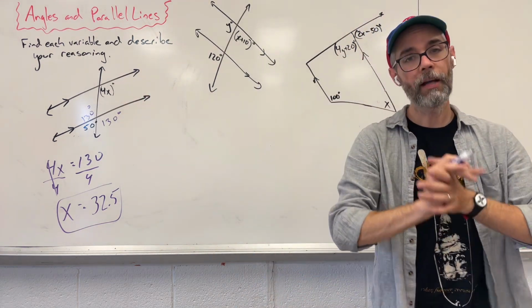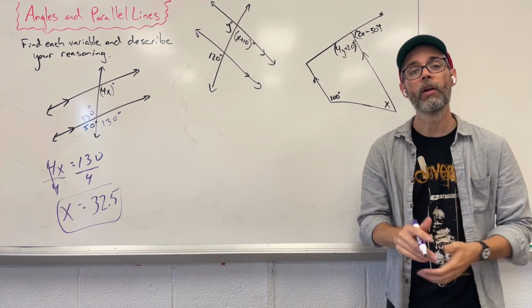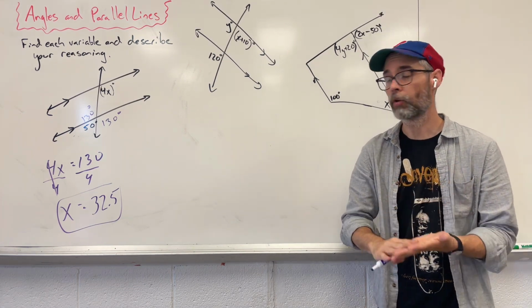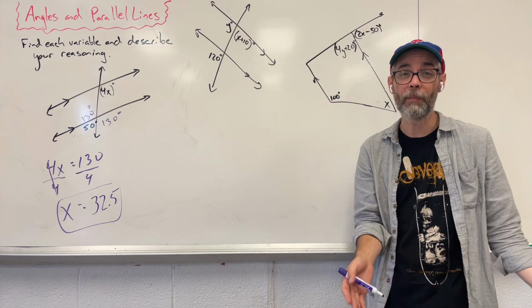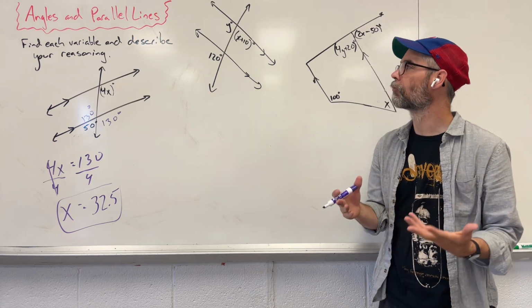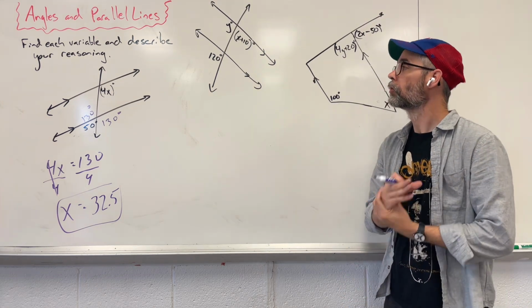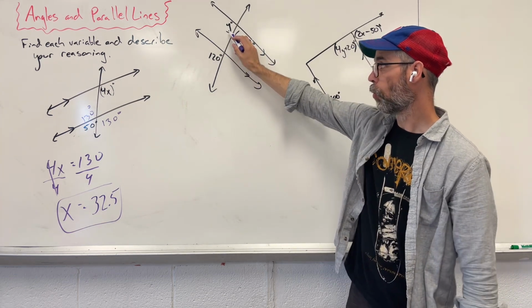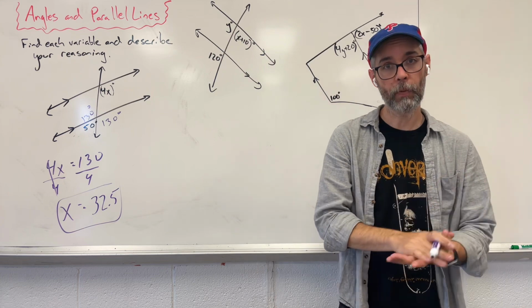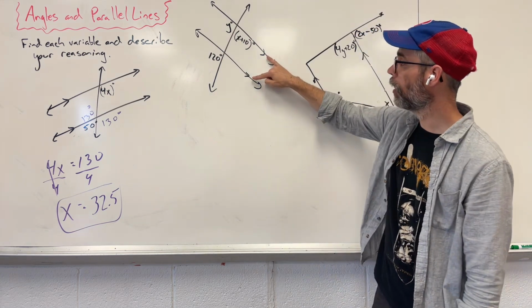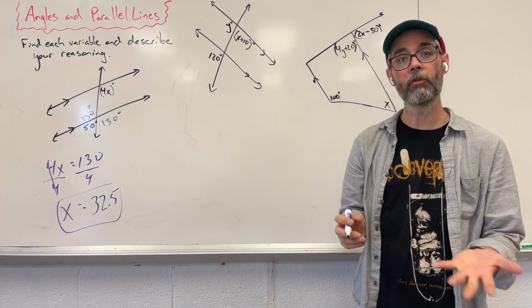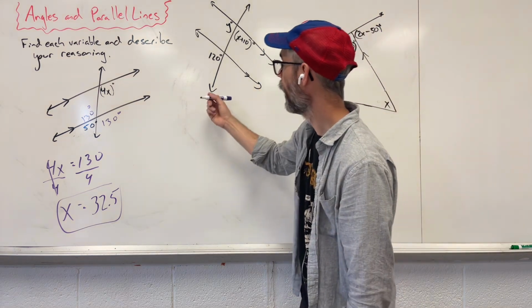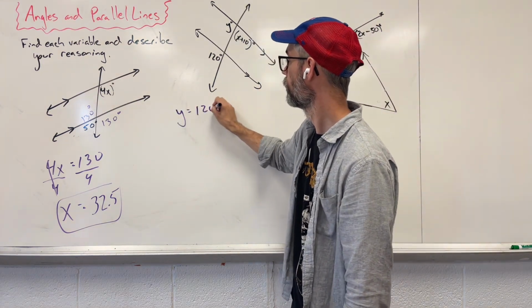Next, we now have two variables. We have an x and a y. We don't always have to solve them in order. We could solve y and then x. It doesn't really matter. You always want to look for the easiest route that'll get you there. So what do we know? I know 120 and y are both corresponding. And when you have parallel lines, those corresponding angles are going to be the same. So y automatically is 120.